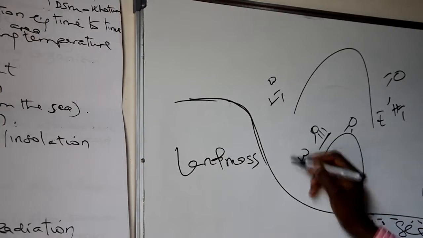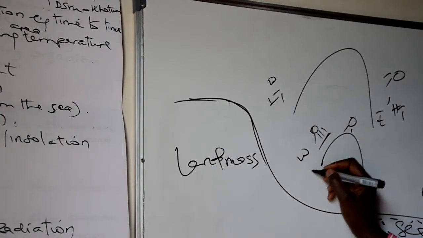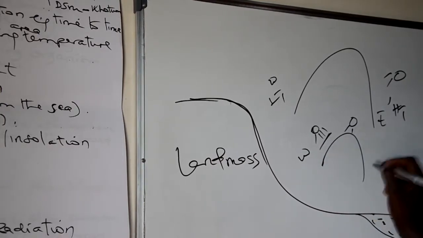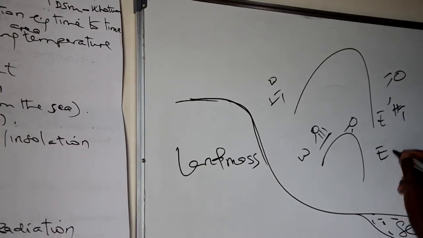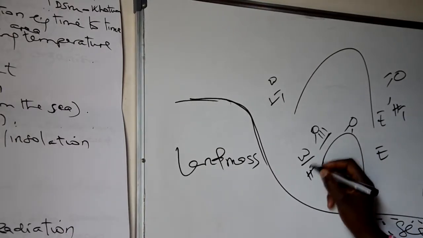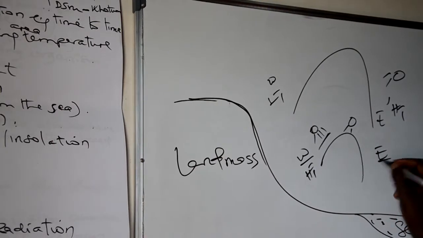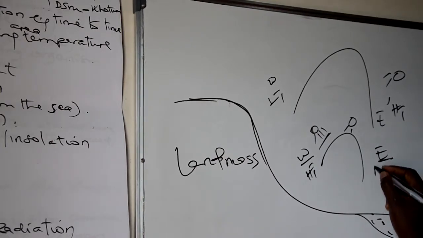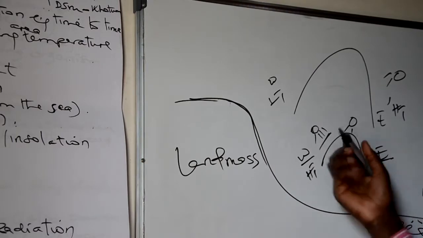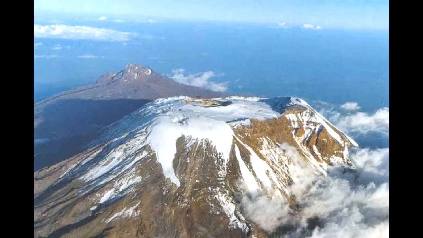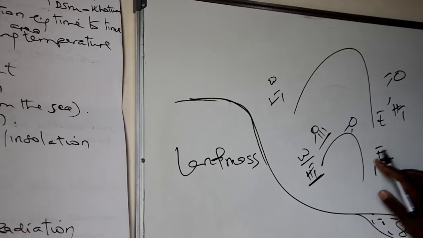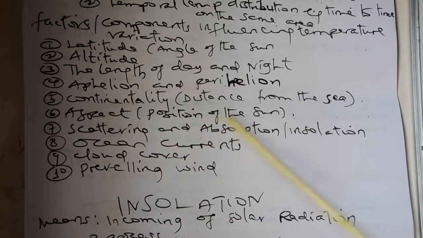But when the sun shines on the western parts, the eastern parts receive no heat. Therefore the western parts experience higher temperature than the eastern parts, which experienced high temperature during the morning time. But during evening time, the western parts will experience higher temperature than the eastern parts. Another factor is scattering and absorption, or insolation.